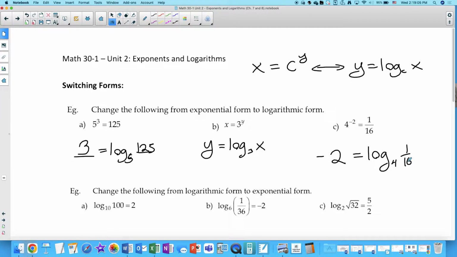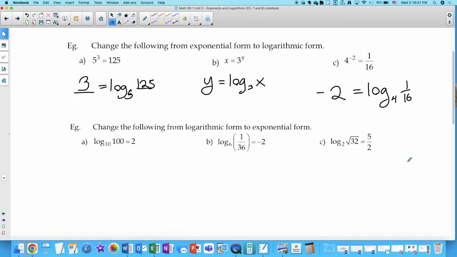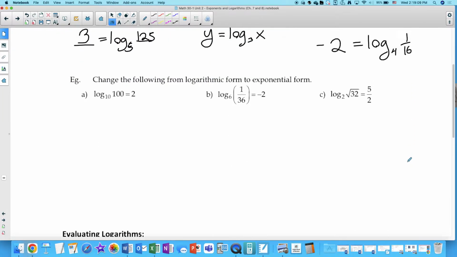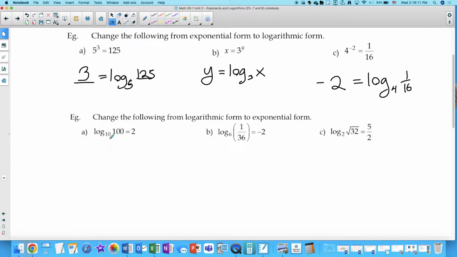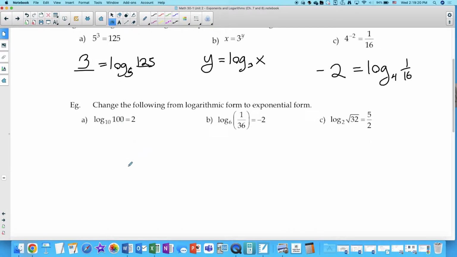Okay. And let's go the other way. So log base 10 of 100 equals 2. So what would the base of the power be? 10. What is the exponent on the power? 2. And that's equal to 100.